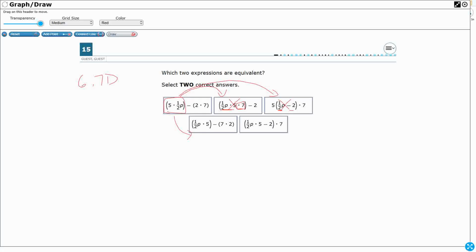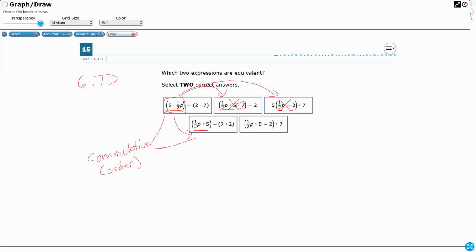All right, so 5 times 1/2 p, 1/2 p times 5. Okay, so these two match. Okay, so what we have right here, on at least the first expression, is this is just the commutative property. They're just taking the two terms and flipping them. That's the order property. You can multiply in any order. It doesn't matter what order the factors are in, you'll get the same product.